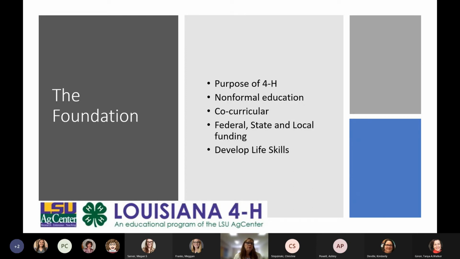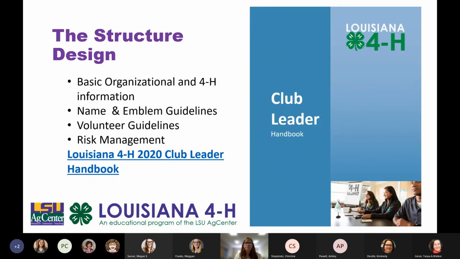the development of life skills is what's very important throughout our 4-H programming, and they need to know that that's a real big focus. And so those are some things that you're going to want to make sure that you cover with them in the orientation portion of your day.